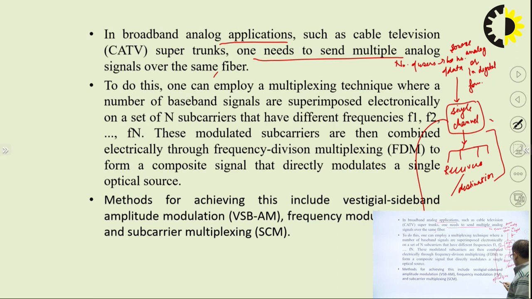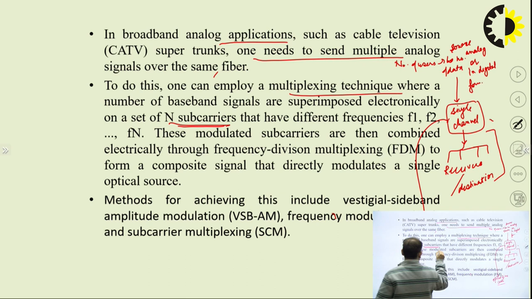If it is related to normal communication, then this channel may be space, that is the air. It may be an optical fiber cable, a normal coaxial cable, any type of cable. Clear? To do this, one can employ a multiplexing technique where a number of baseband signals are superimposed onto n subcarriers. These n subcarriers are different frequency signals having frequencies f1, f2, and so on.